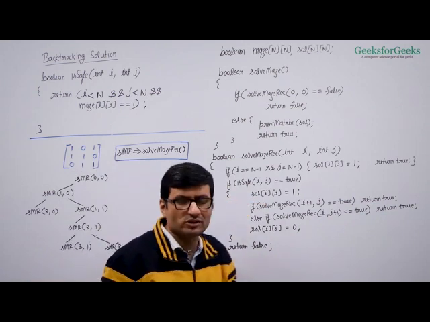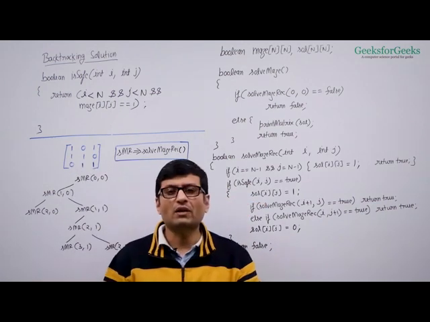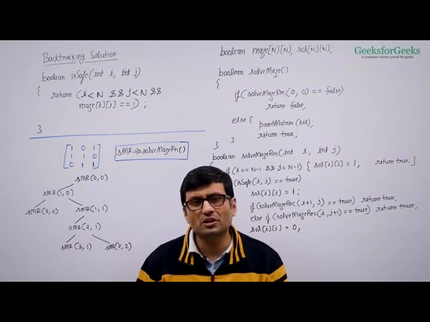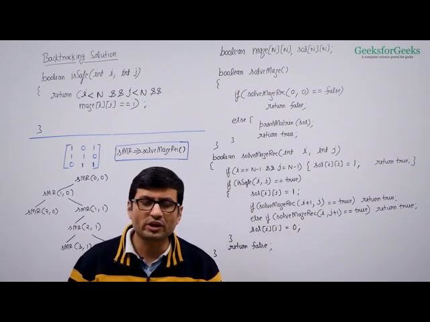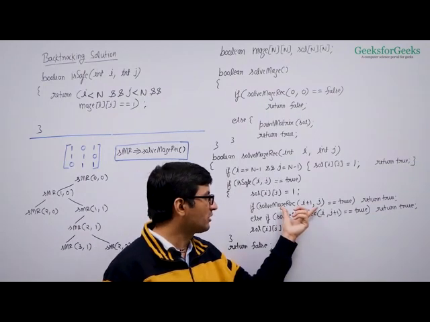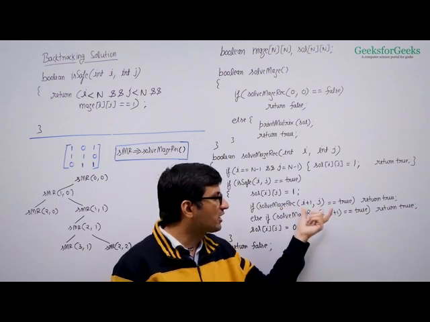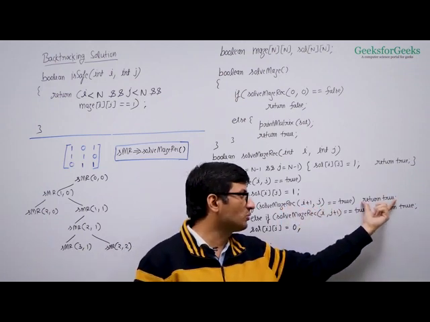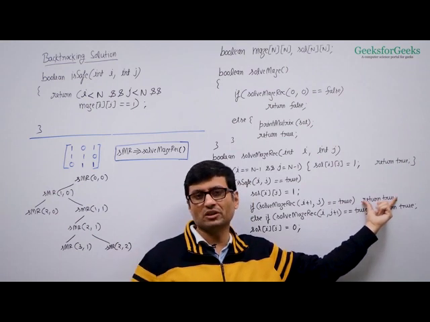And then we check, does this move lead to a solution? After marking this cell as part of the solution, we go to the cell just below it and recursively call for that particular cell. And if that recursive call leads to a solution, we return true. As soon as we find a path, we return true in backtracking.